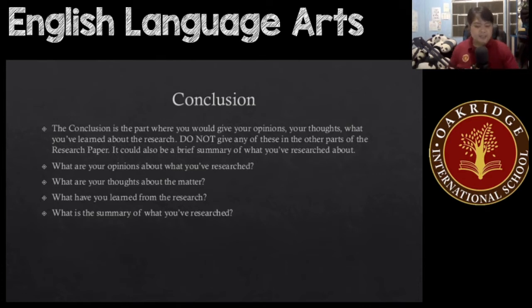So, for example, in my initial example, are pandas still endangered in 2020? Then I do my research. In my body, I find out that no, they're not anymore, right? So I give details. Why are they not endangered anymore? What happened to them? Are they okay? Stuff like that. And in the conclusion, I'll give my thoughts about it. Like, for example, what to do so that we preserve them even more. Why are they important in the environment? Why should we preserve them? Stuff like that. That's what you'll be putting in your conclusion.